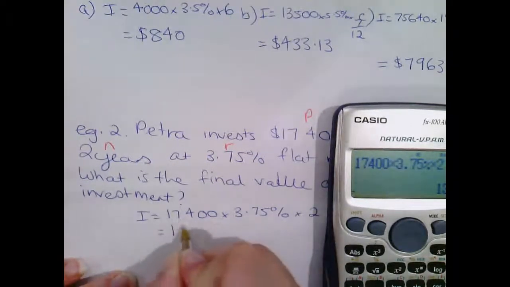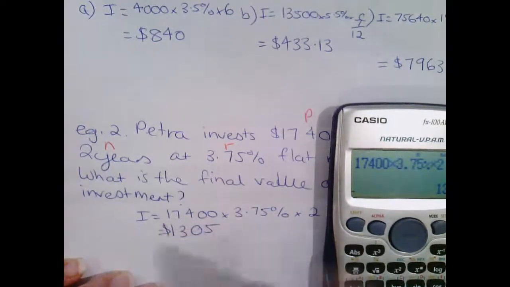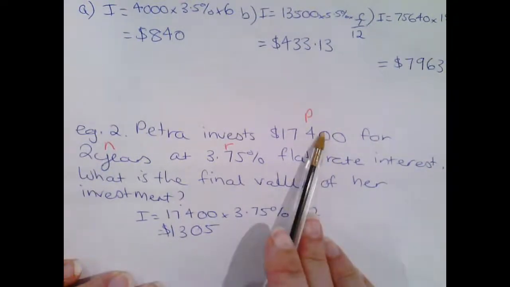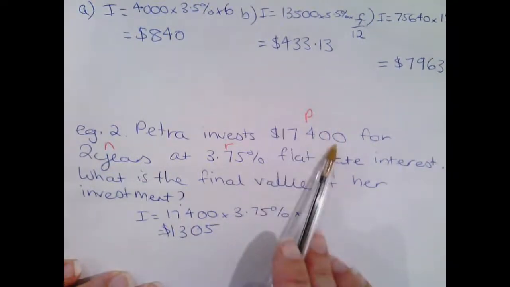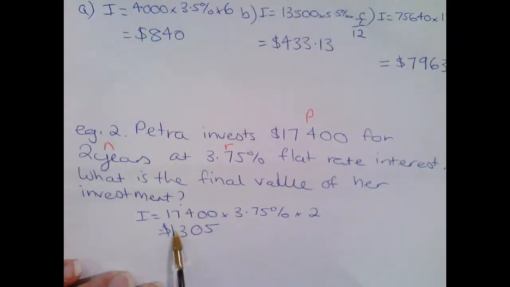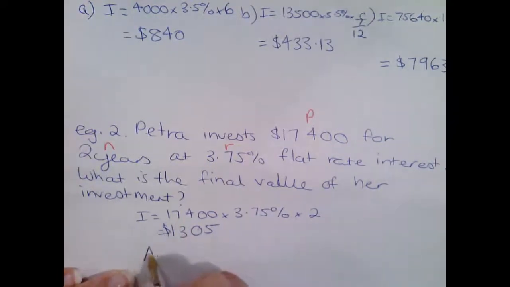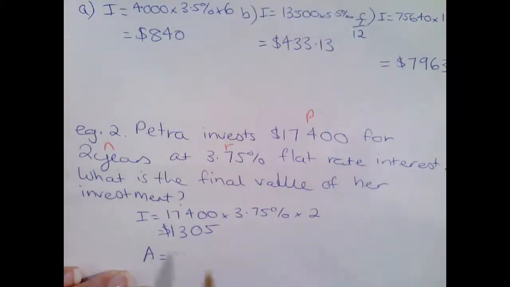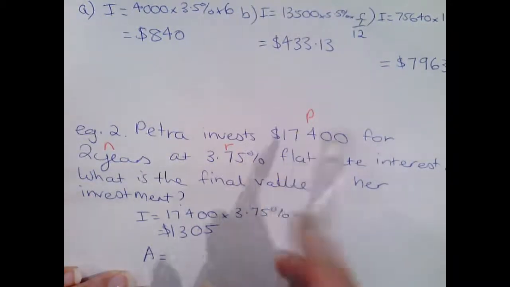So 1305. That's just the interest. That's not what she started with. What she started with was this amount. So she has invested that and she's made that amount of money. If she was to withdraw her money, she would take that amount out as well as this amount. So the final value of the investment, we typically call the final value A, which will make sense next lesson when we do compound interest, but that's another bit.